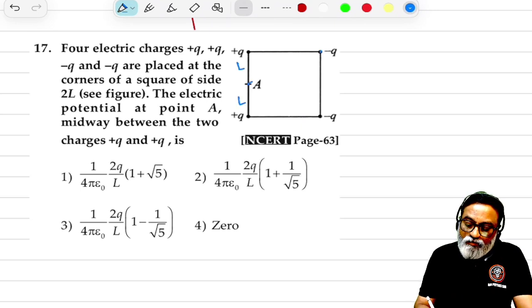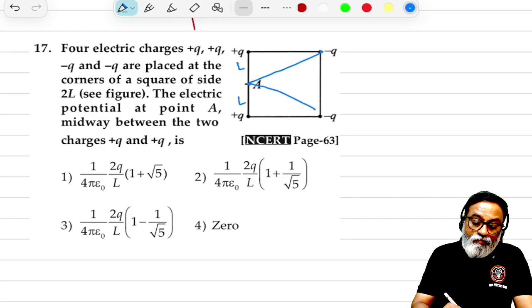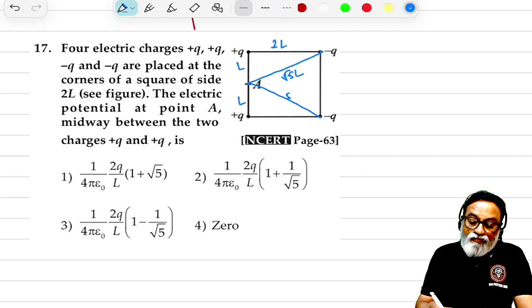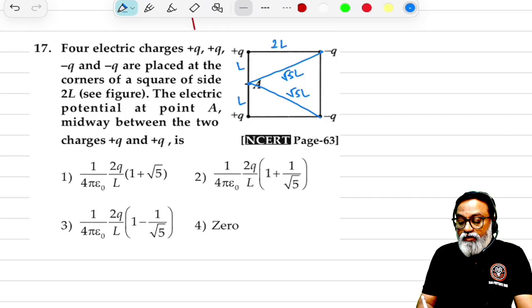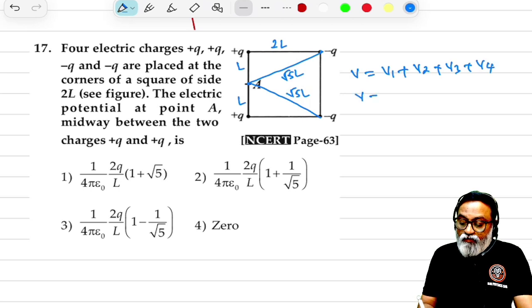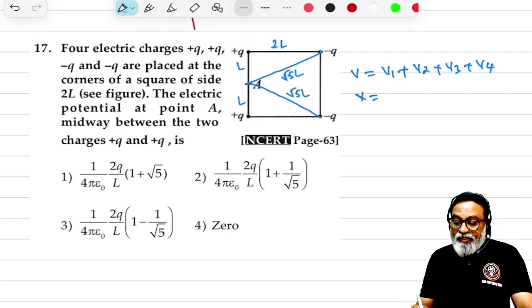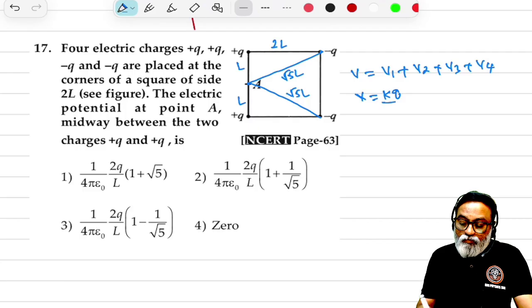And from this charge, we have to find out this distance and also this one. Here, this distance is 2L, here is L. Therefore, this becomes root 5 L. This one also root 5 L. Therefore, V is equal to V1 plus V2 plus V3 plus V4. Therefore, V is equal to, due to this charge, here I am taking 1 by 4 pi epsilon as K, into Q by L.